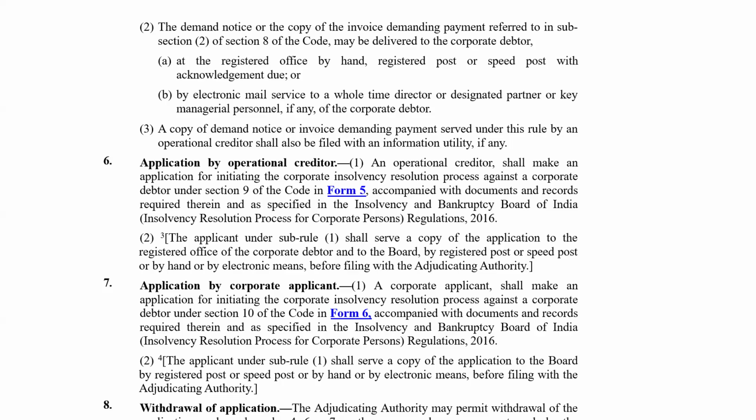And the applicant under sub-rule 1 shall serve a copy of the application to the registered office of the corporate debtor and to the board by registered post or speed post or by hand or by electronic means before filing with the adjudicating authority. So a copy of this Form 5 has to be delivered to the registered office of the corporate debtor and to the board by registered post or speed post or by hand or by electronic means before filing with the adjudicating authority.